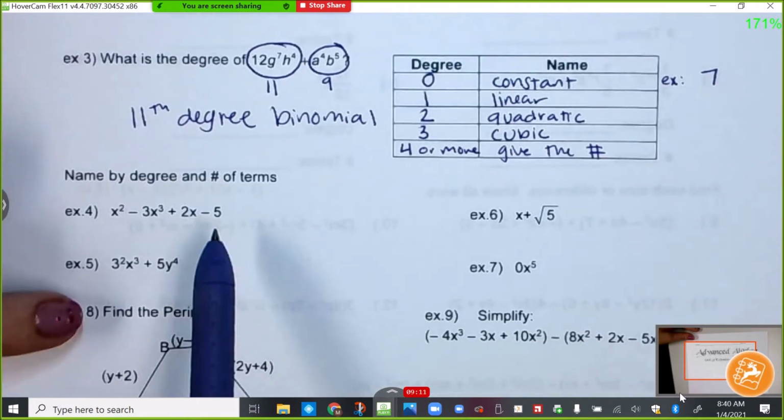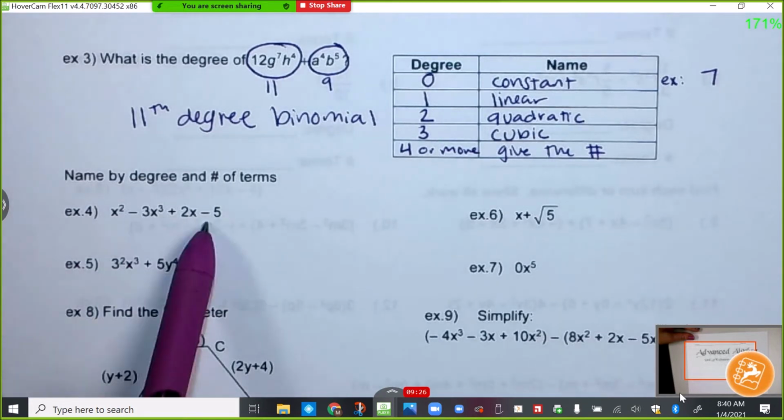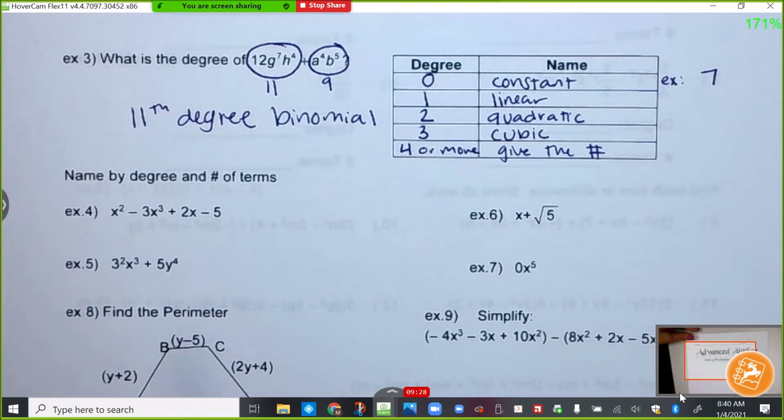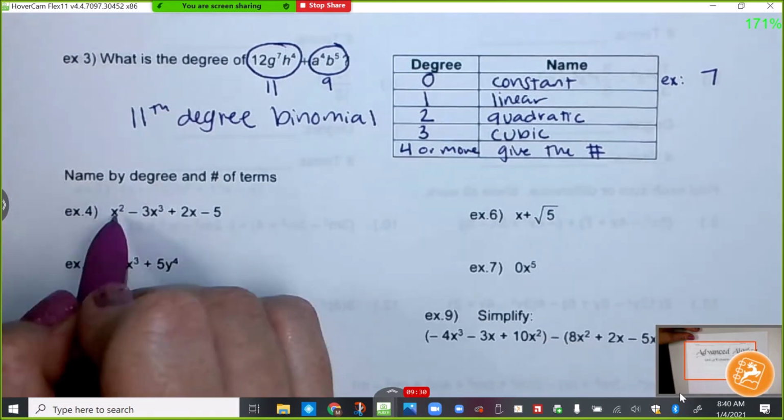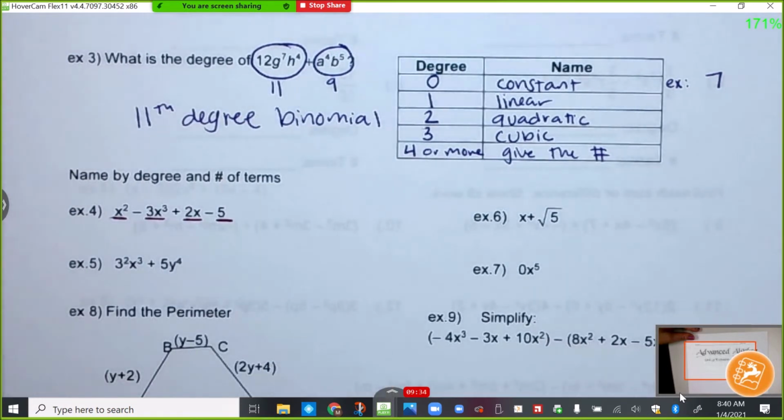Now one thing I want you to know is anytime I'm asking you the degree or the number of terms, you have to simplify it first. So if it can simplify, simplify. Okay, so look at this first one. Nothing here can combine. Okay, how many terms is it? 4. 1, 2, 3, 4. Okay, which means we would just call it a polynomial, right?